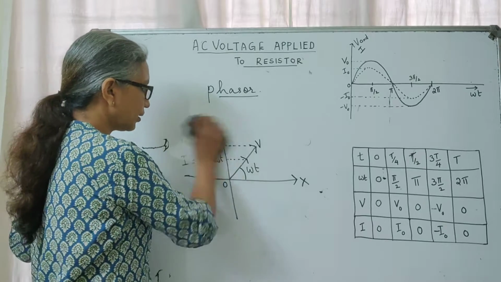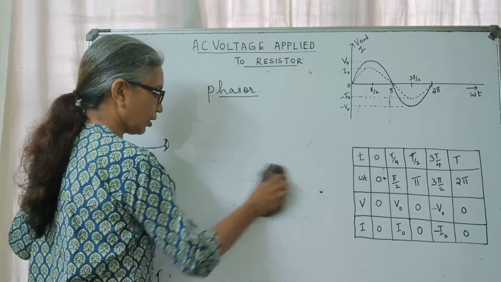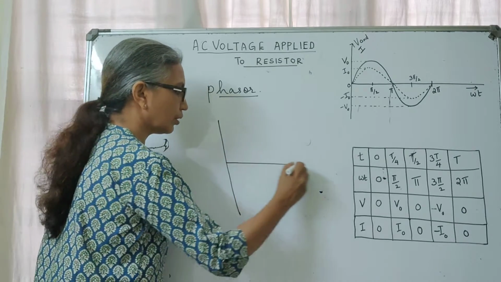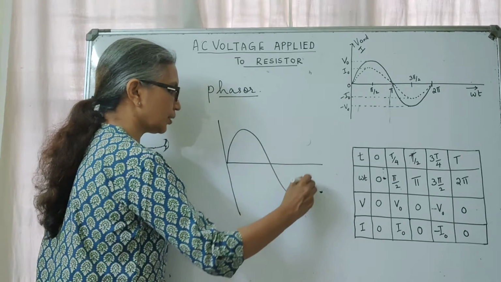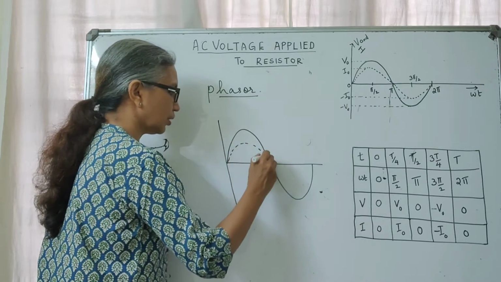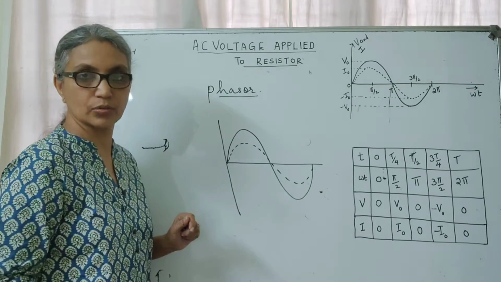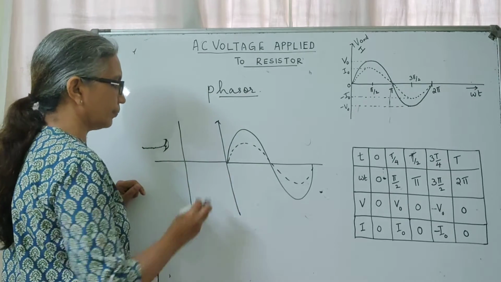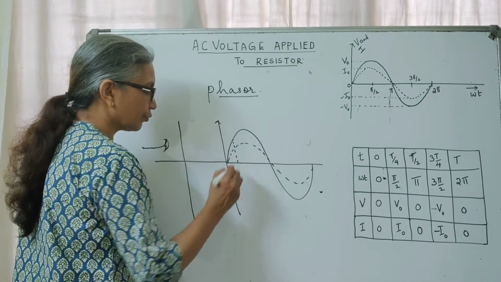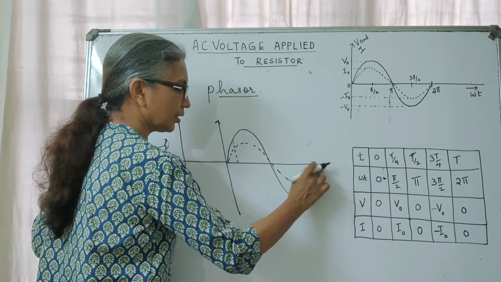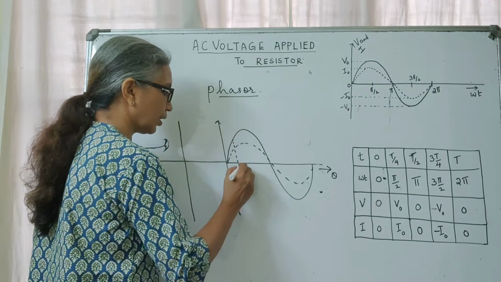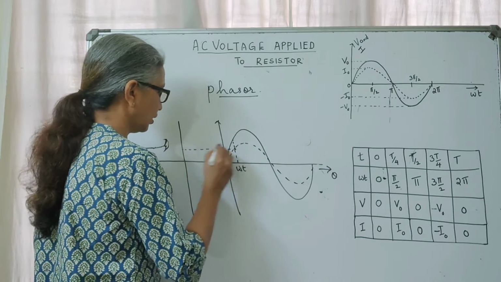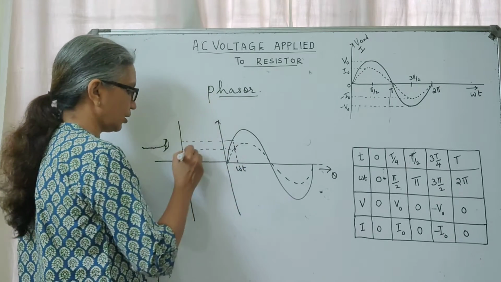Now let me make it a little more clear to you by drawing another diagram. See, our graphical representation for the sine function, that is voltage, is this, and your current is represented like this, okay, in a resistor only circuit. Now the same thing if I am going to represent using the phasor diagram, and let's say at some instant of time t, the angle covered is omega t. So at this instant here, we have the instantaneous value of voltage and current.